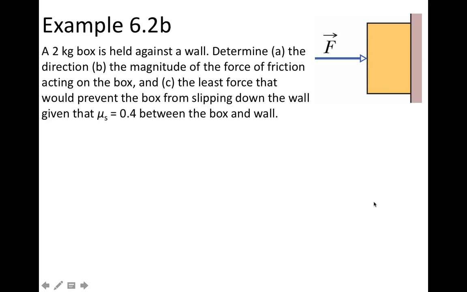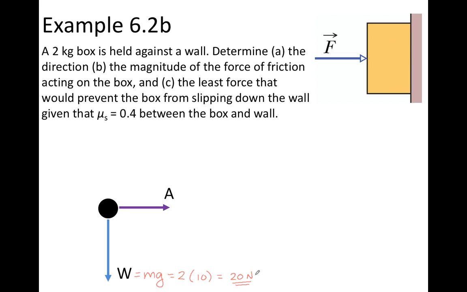Okay, here we have a 2 kilogram box that's held against the wall, and we need to determine the direction and magnitude of the force of friction acting on the box. So here's a free body diagram for the box. We'll have the applied force pushing into the wall. We'll have the weight force acting down, and we can calculate the weight force by multiplying the mass times g. We're given the mass as 2 kilograms. G has a value of 10, and so the weight is going to be 20 newtons.